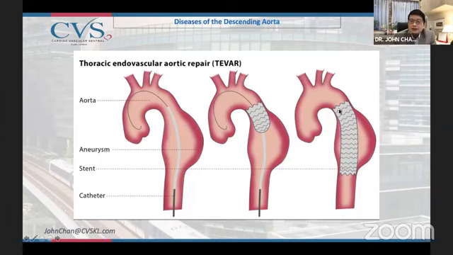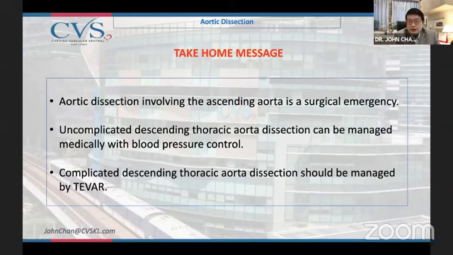So the take-home message is that aortic dissection involving the ascending aorta is a surgical emergency. Uncomplicated descending thoracic aortic dissection can be managed medically with blood pressure control. Complicated descending thoracic aortic dissection should be managed by TEVAR, this endovascular treatment.